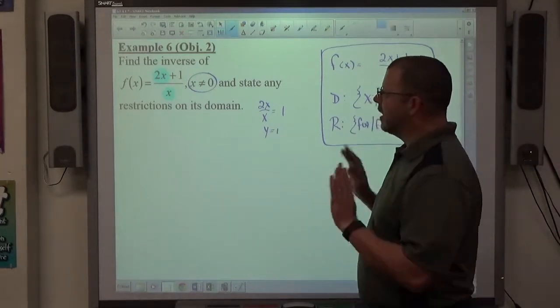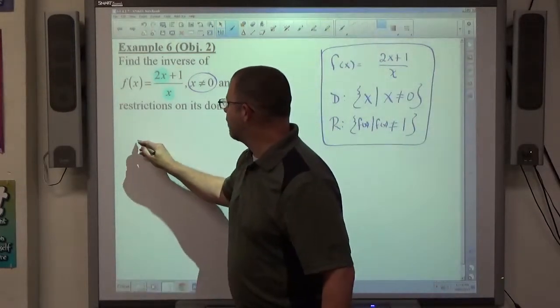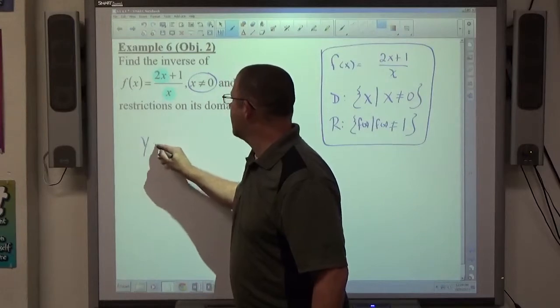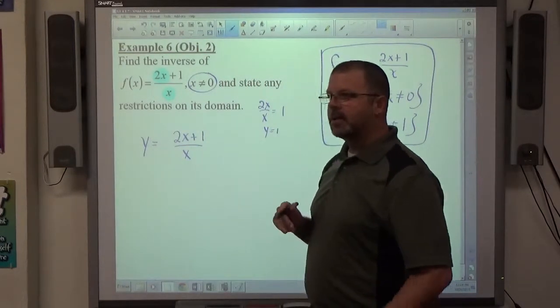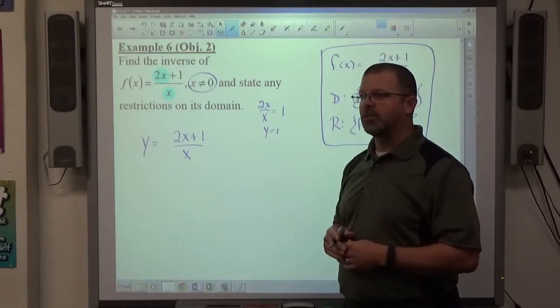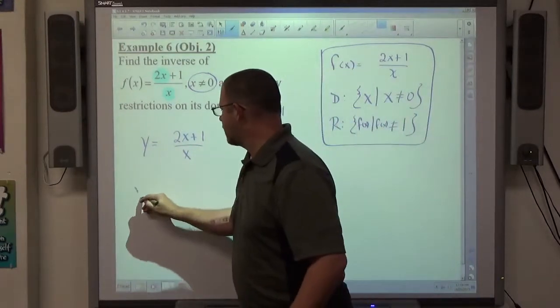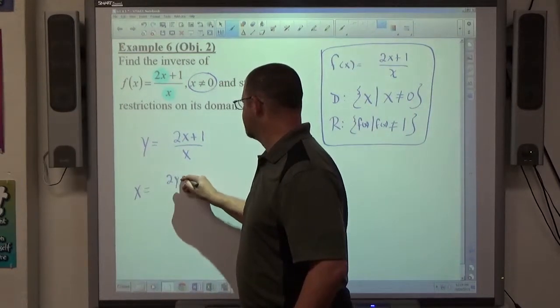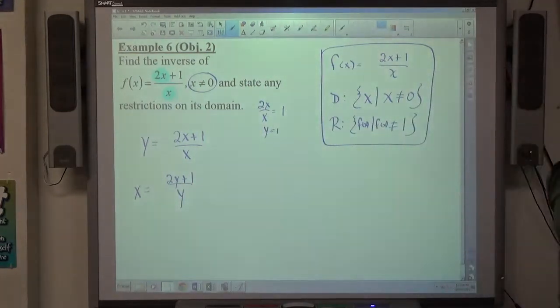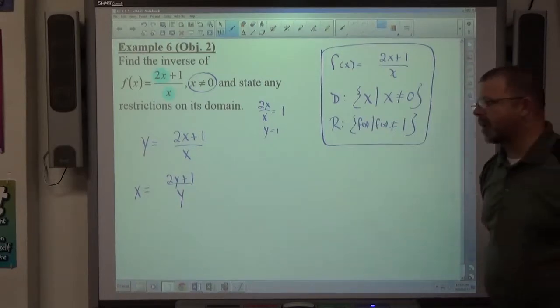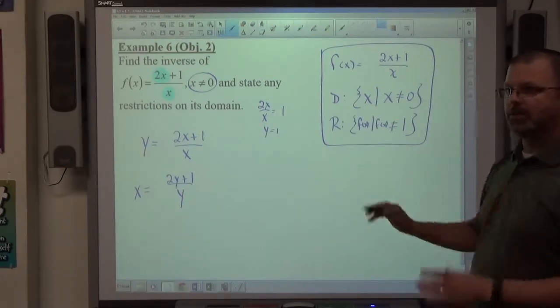Now, if I go ahead and make the inverse function here, I start off by writing the function in y-x form. So y equals 2x plus 1 over x. And again, to make the inverse function, I just swap all the x's and the y's. So every y becomes x, every x becomes y, like so. And that's how you make an inverse function every single time. Every x becomes y, every y becomes x. You've made the inverse function.